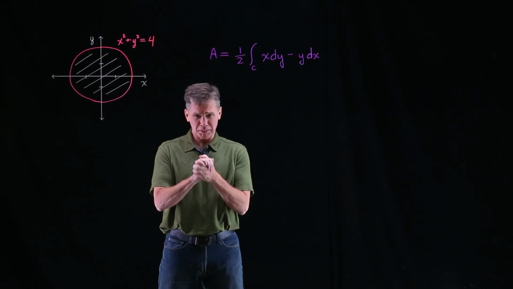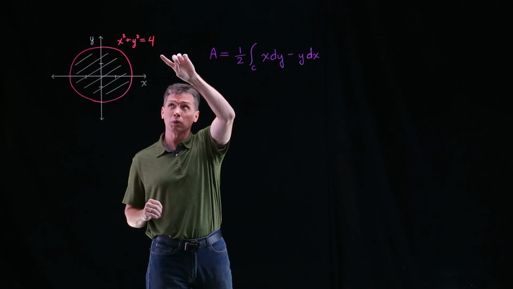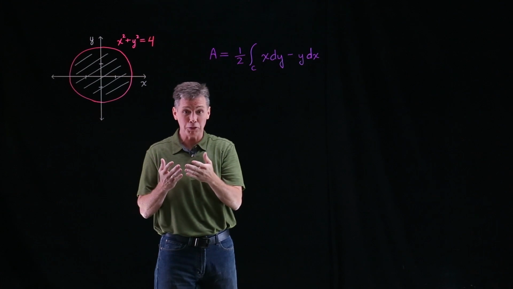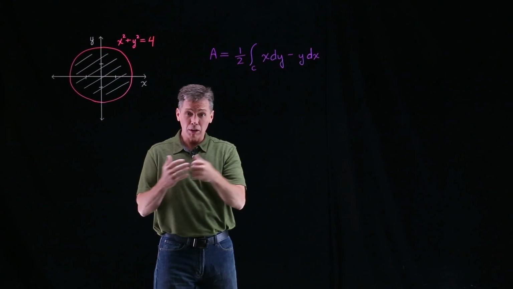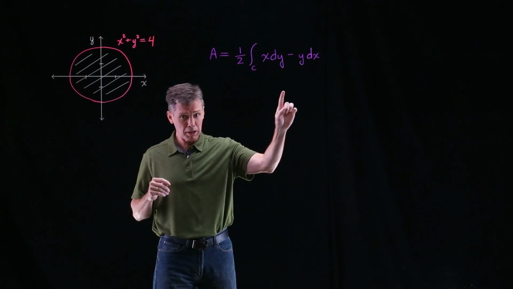In this problem, we're asked to find the area of a given region. For me, this region was x squared plus y squared equals 4. I've quickly drawn that for you, and it's a circle. We're going to use our new knowledge, really stemming from Green's theorem. We have this formula for the area.